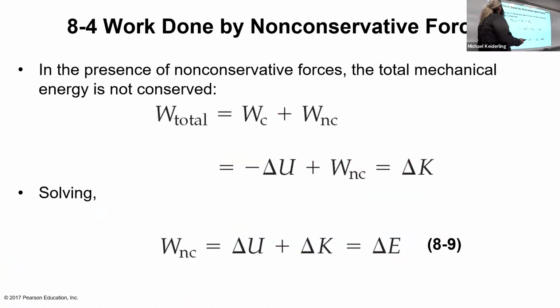So, in the presence of non-conservative forces, the total mechanical energy is not conserved. If we were dealing with only conservative forces, then total mechanical energy is conserved. However, it turns out the total work is the work done by conservative forces plus the work done by non-conservative forces. And that's minus delta U, the work done by conservative forces, plus work non-conservative, and that equals delta K. So it turns out the work done by non-conservative forces is delta U plus delta K, or delta E.